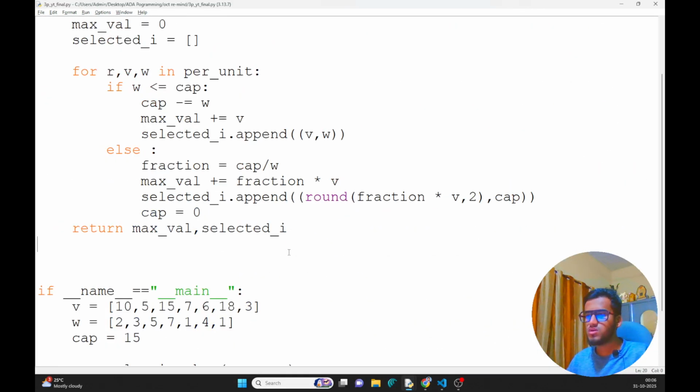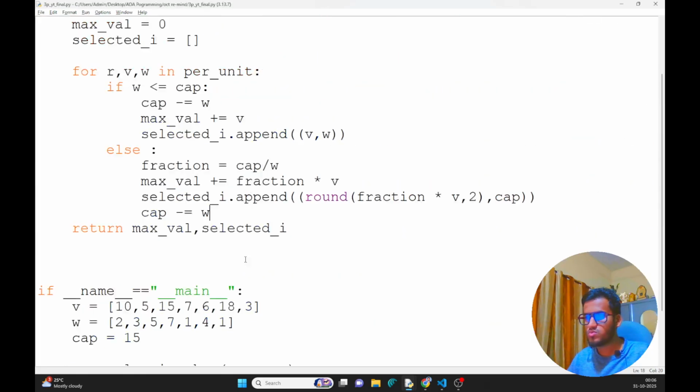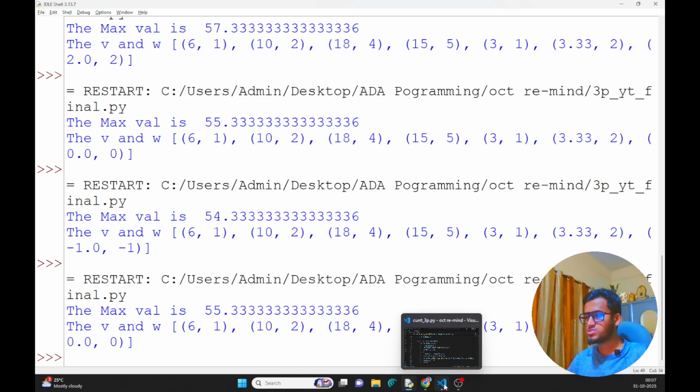Or else you can write like this. This line is the same as it is. You can just copy and paste this line here and run it. No, no. Oh okay, when you write that, you just make the capacity 0. That's all. Don't take attention. Let me run this program. You will get the output exactly the same as it is. 55.33. Okay, we got the output same as it is.